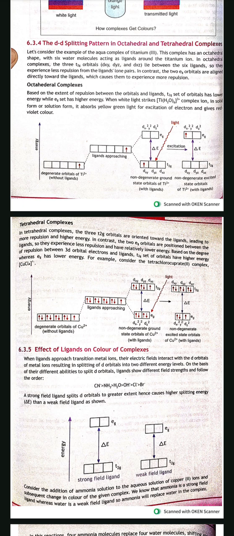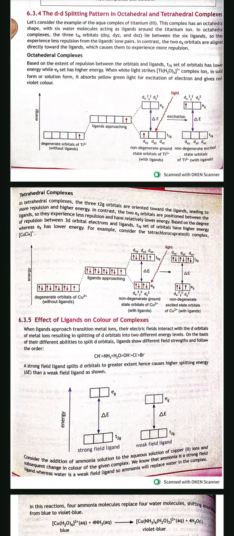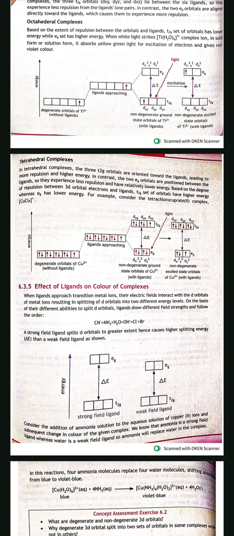Let's consider the example of aqueous complex of titanium. This complex is an octahedral shape with 6 water molecules acting as ligands around the titanium ion. In octahedral complexes, the 3 t2g orbitals lie between the 6 ligands, so they experience less repulsion from the ligand lone pair. In contrast, the 2 eg orbitals are aligned directly towards the ligands. Based on the extent of repulsion between the orbitals and ligands, the t2g set of orbitals has lower energy while eg has higher energy. When white light strikes in solid form, solution forms absorb yellow-green light.